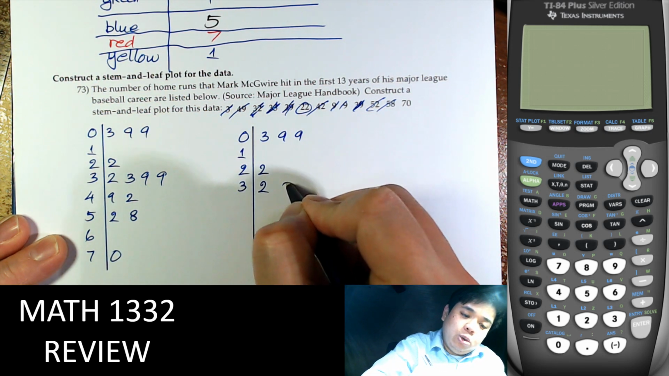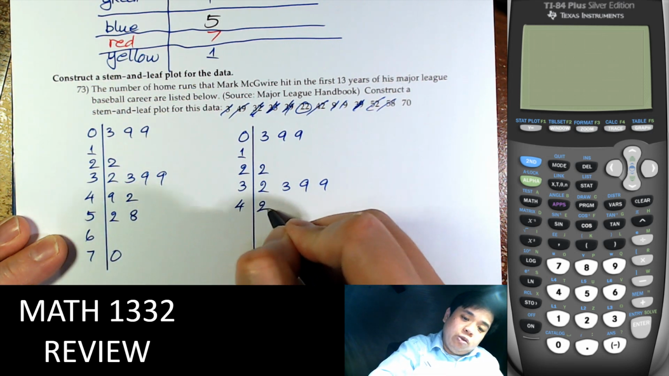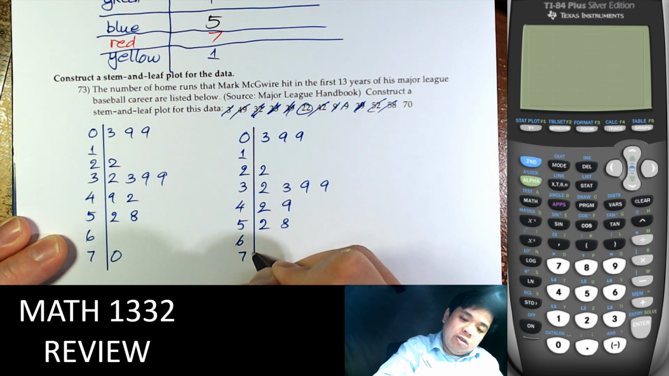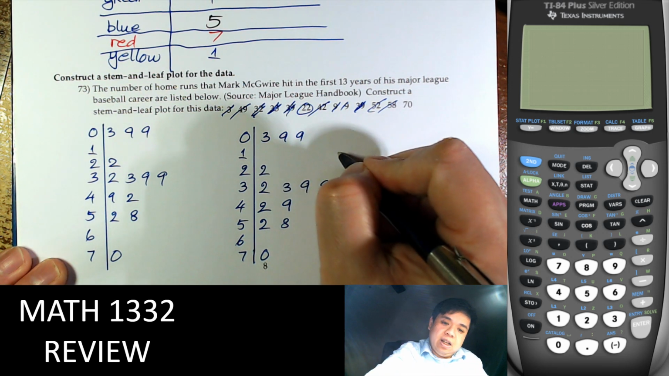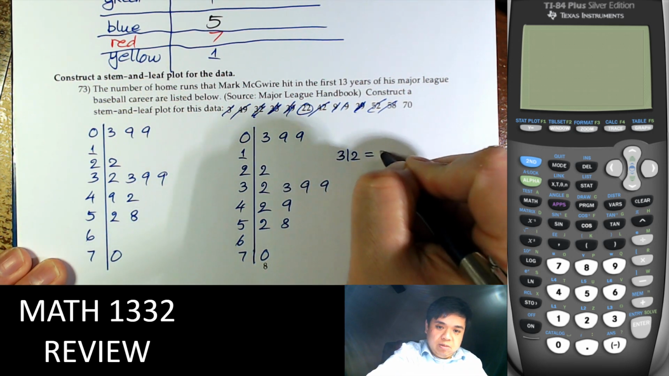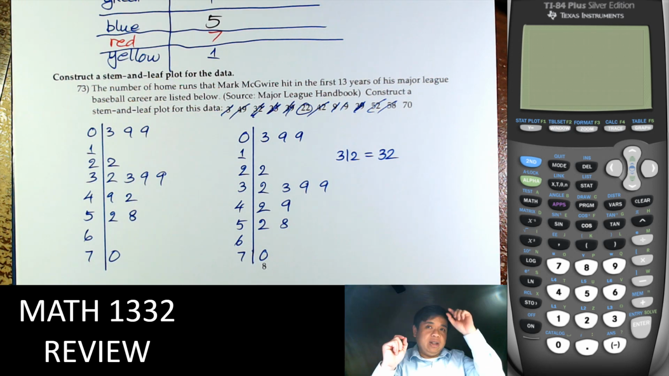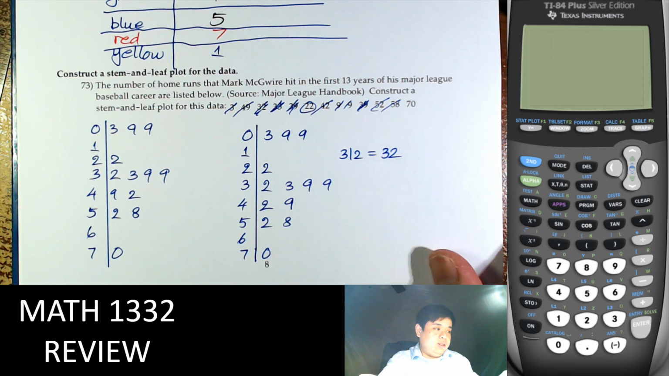3: 2, 3, 9, 9. That's increasing order, which is good. 4: we have to say 2 first, and then 9. 5: 2 and 8. 6: there's none. 7: there's 0. Right. So that's what we have. If we want to, we can denote that as 32. Right, so that's stem and leaf. The last digit on the right is the leaf. Everything else on the left will be the stem. And the leaves have to be in increasing order.